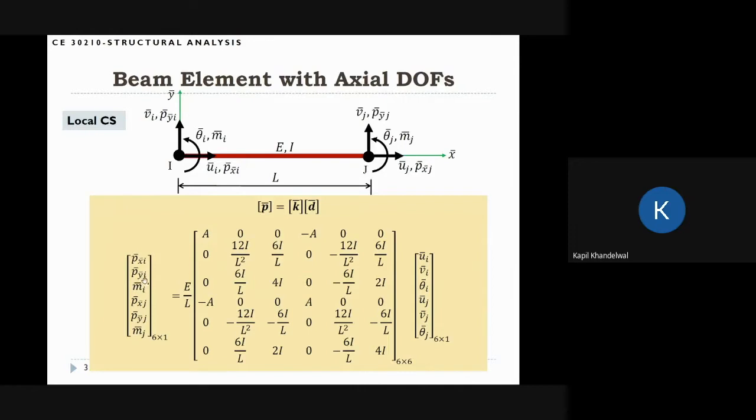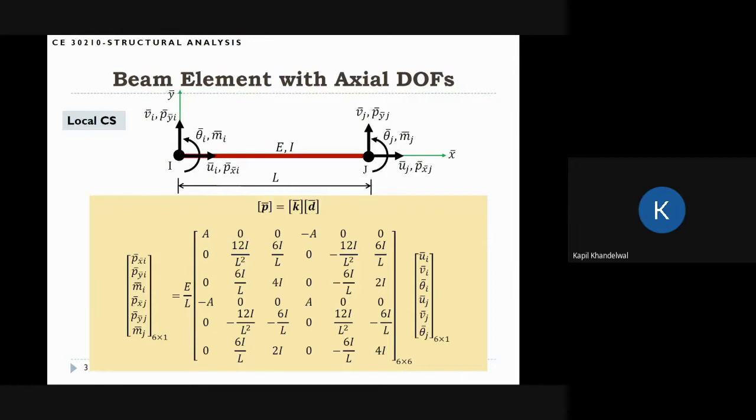And if you look at the Pyi, Mi, these forces and Pyj, Mj, they don't depend on EA by L, okay? They only depend on the beam stiffness coefficients, because you can see that all these corresponding entries to Ui and Uj are all 0. So we have just added the bar member stiffness coefficient to make this a 6x6 stiffness matrix. So this is actually a beam element stiffness matrix where we have included the axial degrees of freedom. This is important because for the frame member, we have to consider all axial degrees of freedom also.